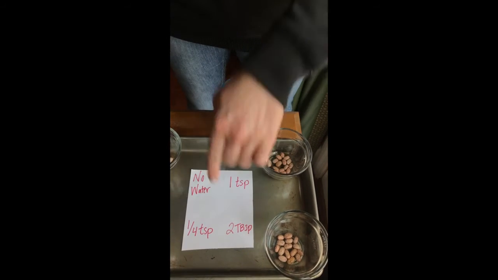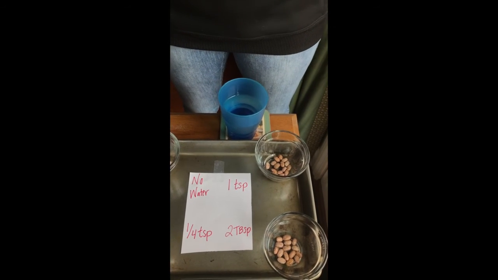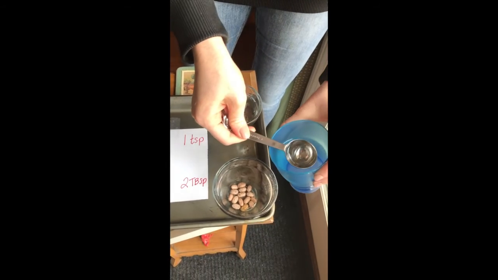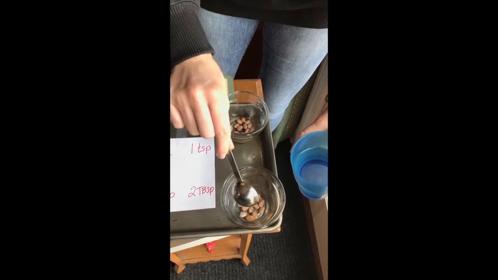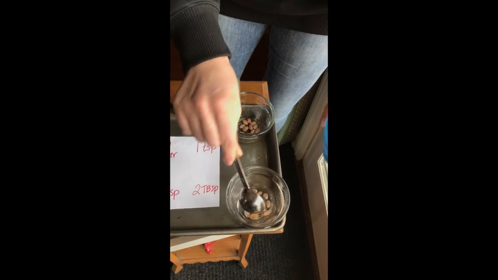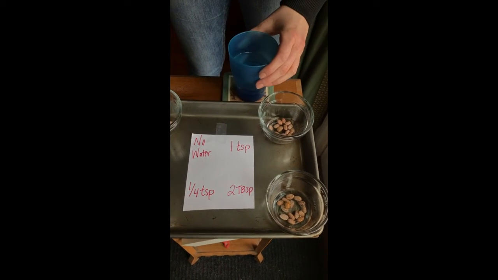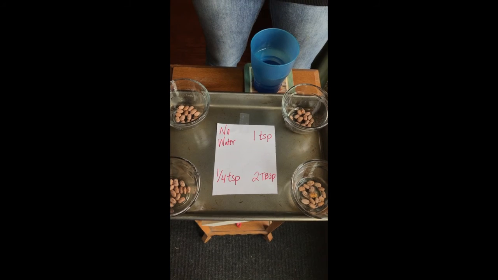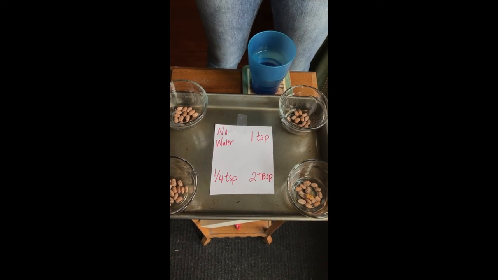And the final one is 2 tablespoons of water. Now, the reason I chose such different amounts of water for each one is to see if it makes a difference. What is going to happen to the beans, I'm not really sure. So we are going to check back in later to see what has changed about the beans.